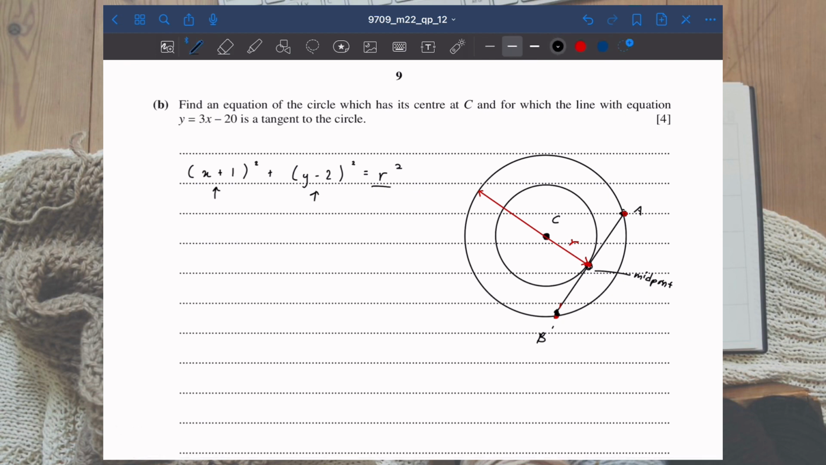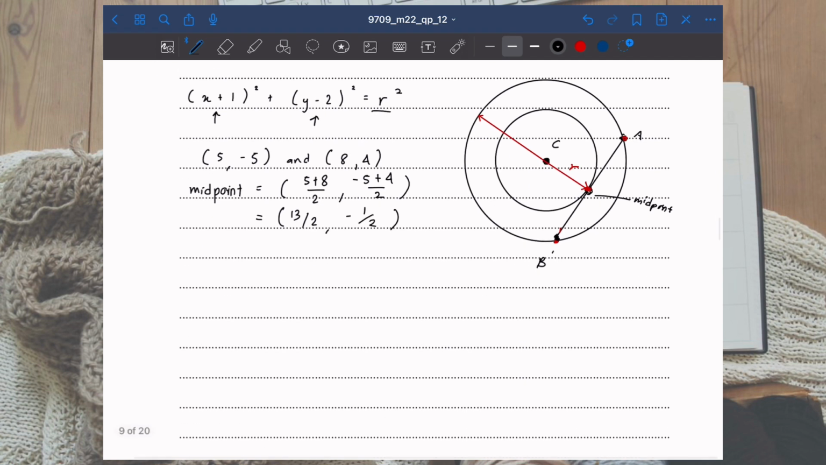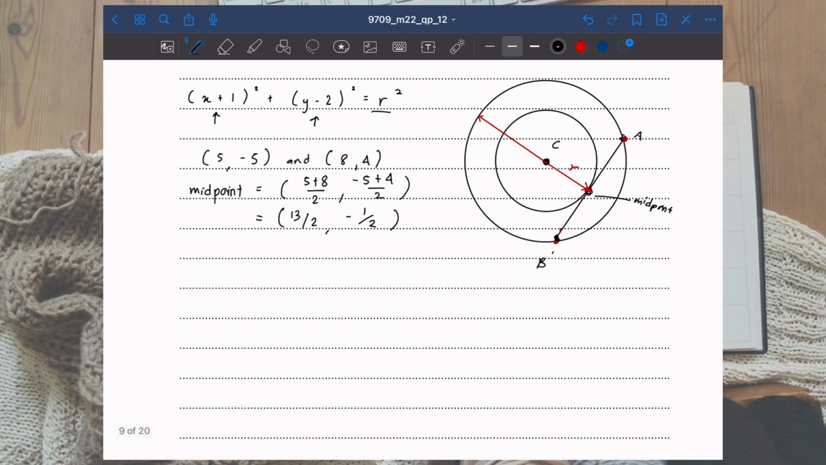So our coordinates were (5, -5) and (8, 4). So our midpoint will be (5 + 8)/2, (-5 + 4)/2, and we'll get 13/2 and -1/2. Substitute these values back into x and y.